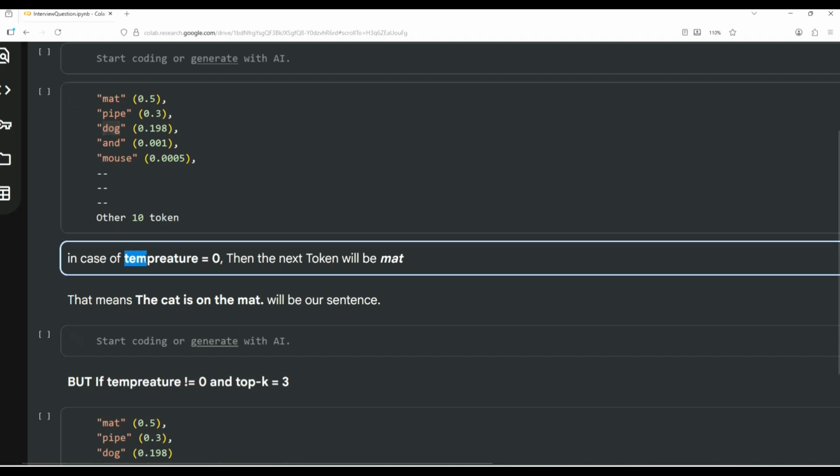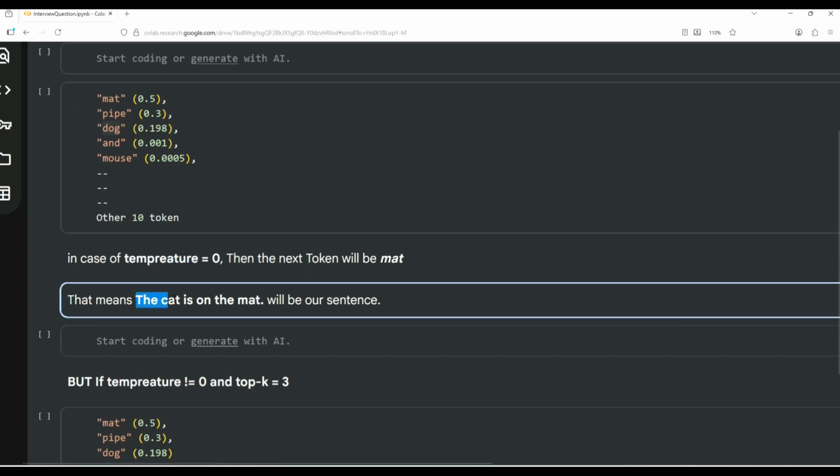Now if you have temperature equal to 0, in that case the token which has the highest probability will become your next token. That means here in this case, Mat, because Mat has the highest probability, will become your next token. And the final sentence would be something like this: the cat is on the mat.